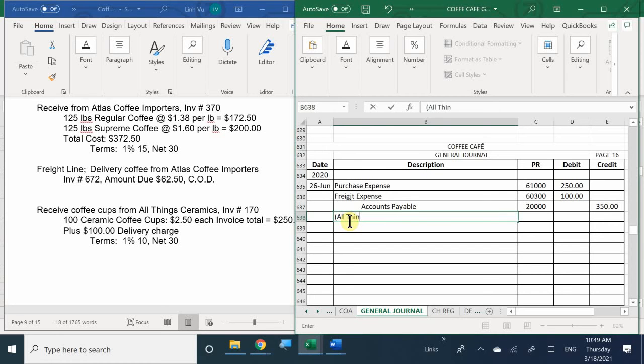So we had, okay. Received from All Things Ceramics. Invoice number 170. Are we given any terms? Yes. Is it 1%? 1%, 10, net 30. 10 net 30. Good. All right. What do we do next?